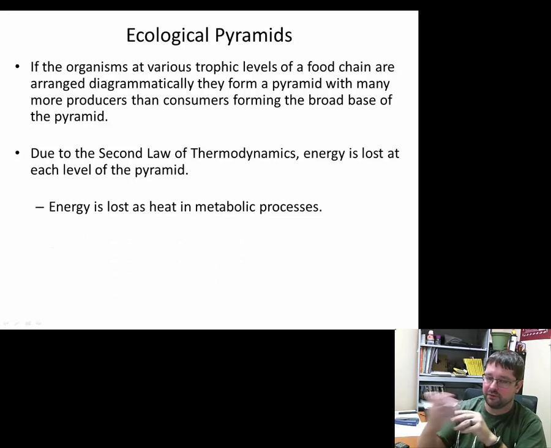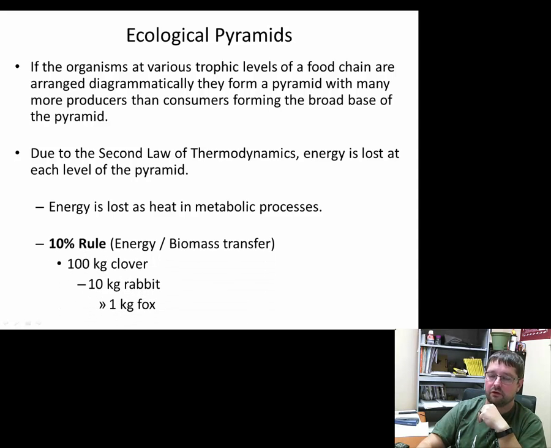So that energy can be lost in many different forms. Metabolic processes are one of the main ways, but it can be lost as waste, so improper digestion or not being able to digest it. It could be lost in reproduction. It can be lost in lots of different ways. And this is called the 10% rule.